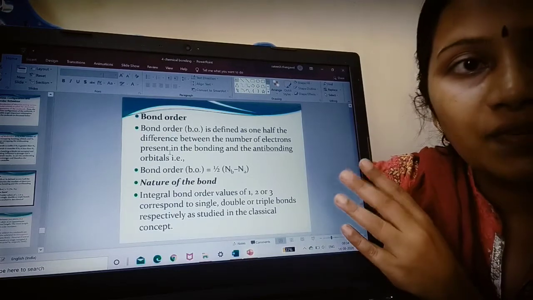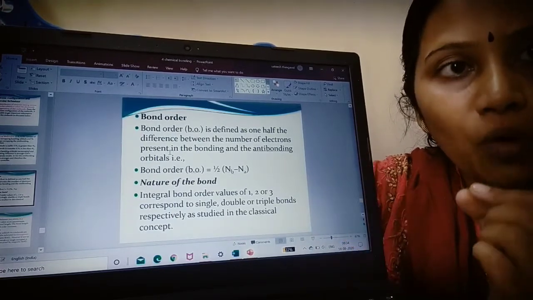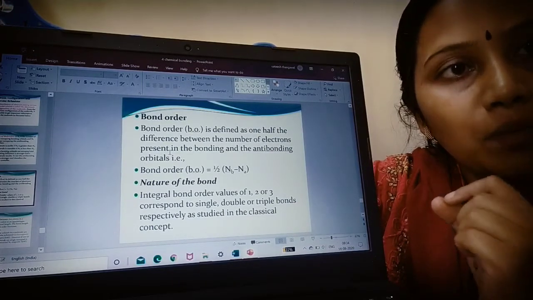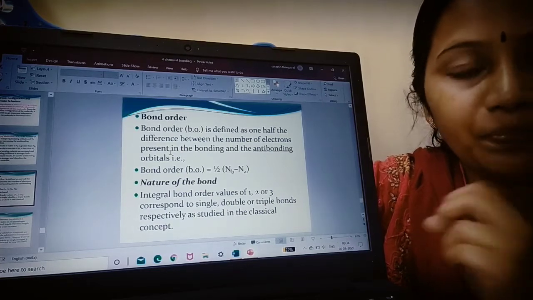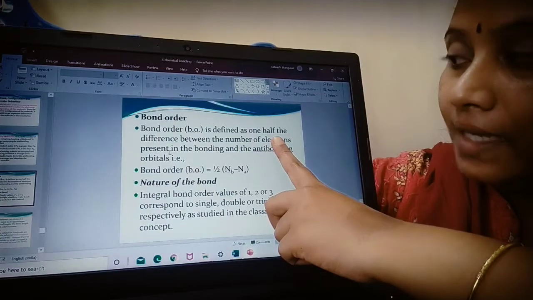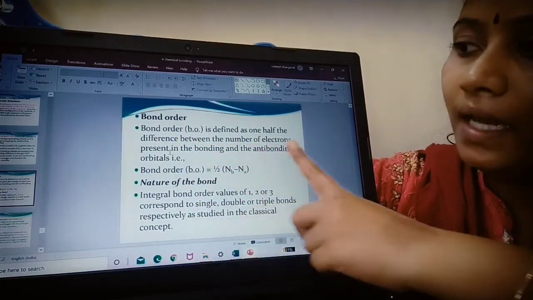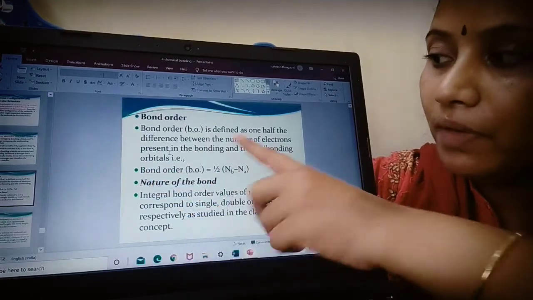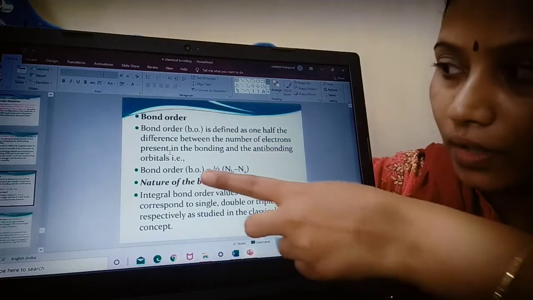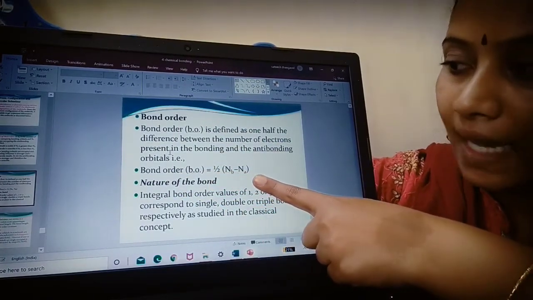So the last definition will be bond order. What is bond order? The number of bonds present between atoms of a molecule. Say for example, C triple bond C, the bond order is equal to 3. C double bond C, the bond order is equal to 2. Now it is defined as 1/2 the difference between the number of electrons present in bonding and antibonding orbitals. So what is bond order? 1/2 of bonding minus antibonding.